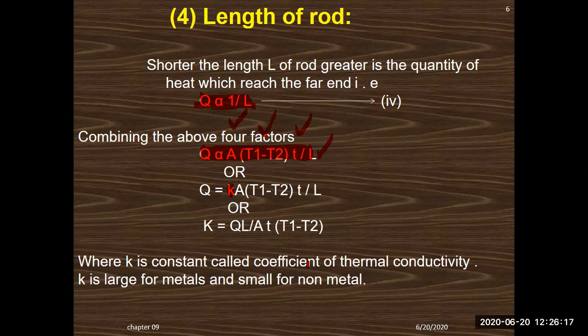So this is the most interesting thing to understand: what the thermal conductivity of the metal depends on. It depends on the area of cross section. The more the area, the more the transfer of heat. Then it depends on the temperature difference between the two ends. The more the temperature difference, the more heat will be transferred, and it depends on time as well. The more time you take, the more heat will be transferred, but if the length is more, then the transfer of heat becomes slow.